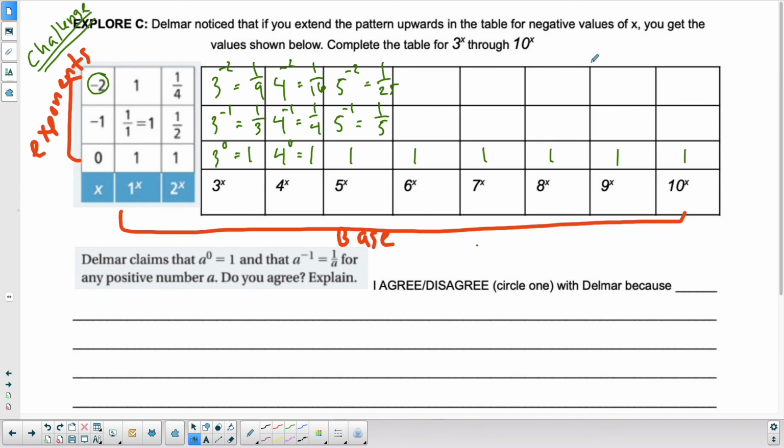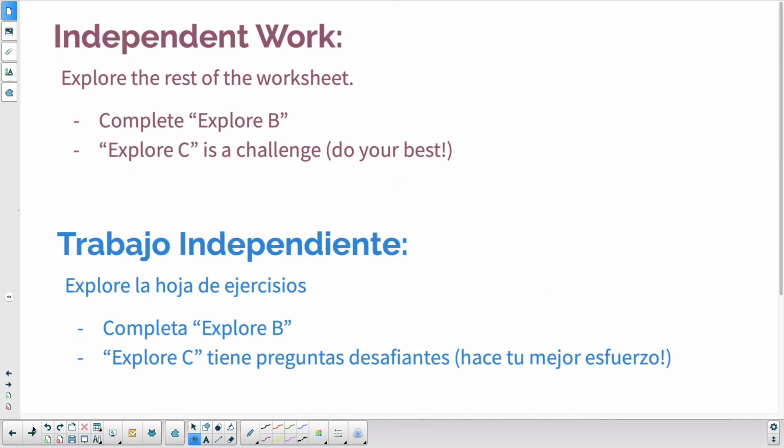So see if you can fill in the rest of the table here using that pattern. Okay, and this is a challenge part, so do your best. This is an exploration because we're going to learn these rules in a future page of the packet. So do your best to answer the questions that follow on this handout. So finish Explore B. And remember, I mentioned Explore C is a challenge.